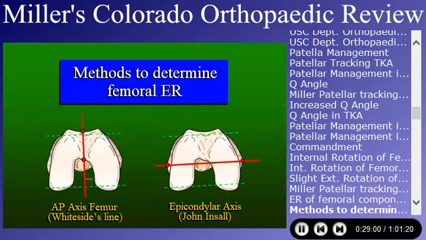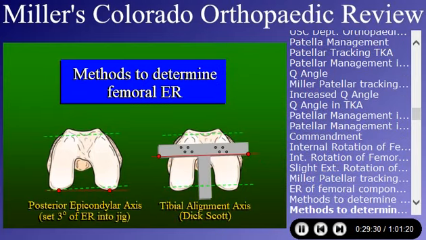So in terms of the methods to determine femoral rotation, there are several methods that you can use. You can use the AP axis of Whiteside. So you draw a line from the center of the trochlear groove to the intercondylar notch, and you draw a line perpendicular to that, and that's where you set your external rotation. The other one is the epicondylar axis. John Insall has shown that the epicondylar axis, if you're parallel to that, is close to, most of the time, the flexion gap or the rotation of 3 to 5 degrees.